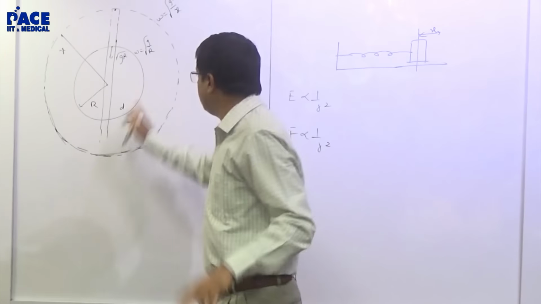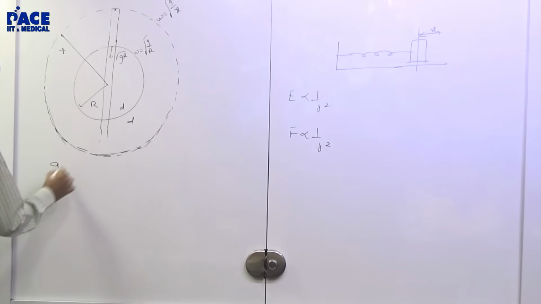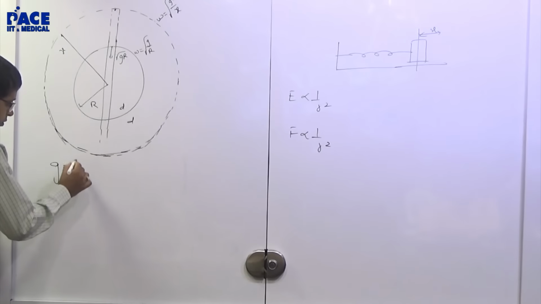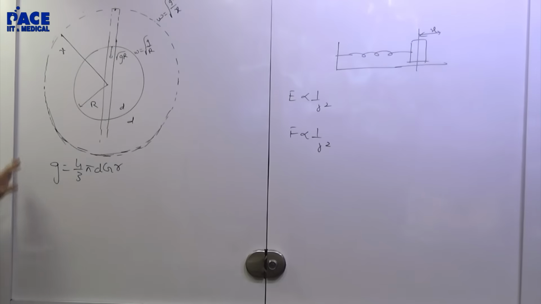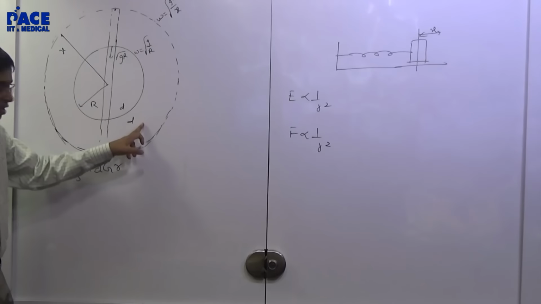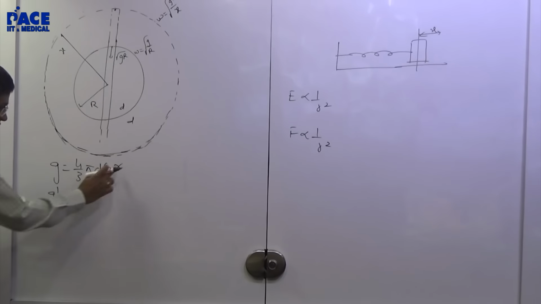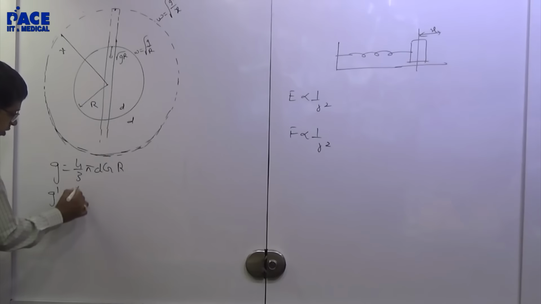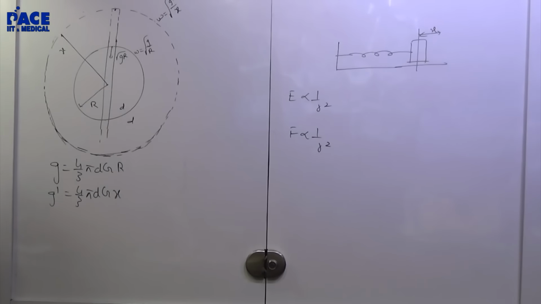Now I will prove that these both are equal using the concept of gravitation. Pay attention here. What did you tell me g was? 4 by 3 pi d G smaller R. Yes or no? I have taken this hypothetical planet of the same density. Now what will g dash be? g will be here capital R. g dash will be 4 by 3 pi d G x. g by R, will it be equal to g dash by x? g by R is equal to g dash by x.